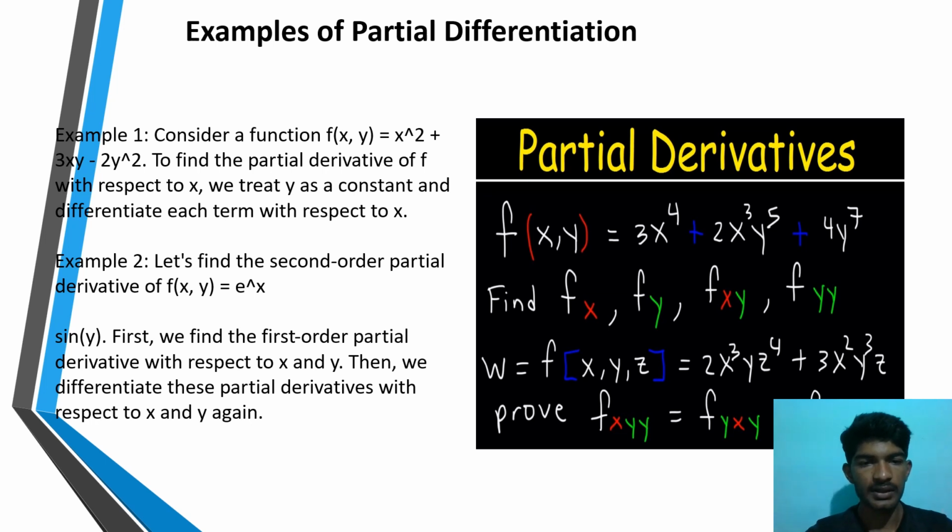Example 2. Let's find the second order partial derivative of f of x y is equal to e raised to x, that is exponential, times sin of y. First we need to find the first order partial derivatives with respect to x and y. Then we differentiate these partial derivatives with respect to x and y again.